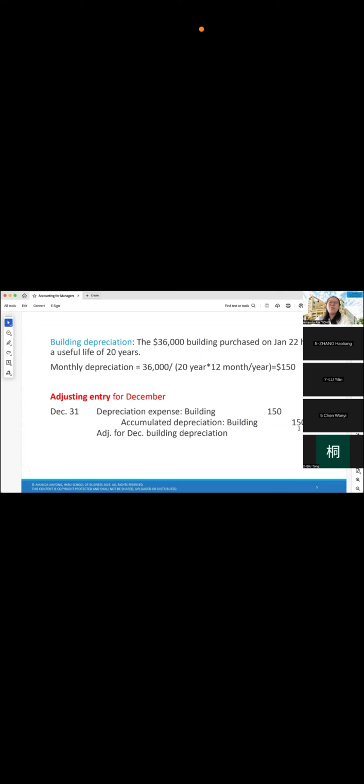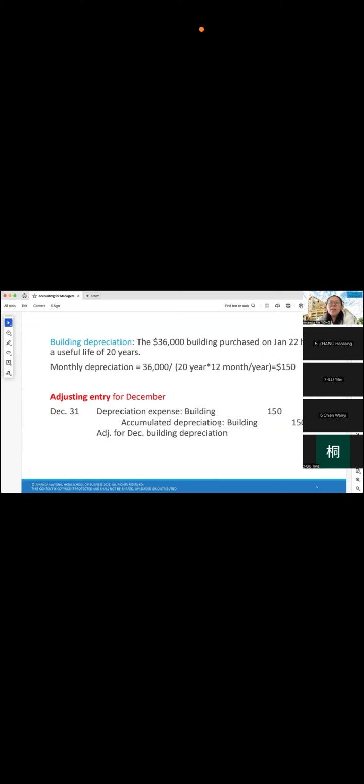Okay, so just to remind you that accumulated depreciation is a contra asset account, meaning that it's going to reduce the net value of our assets. So on the balance sheet, we would see buildings, right? Buildings, $36,000, this line item doesn't change. The next line would be less accumulated depreciation, building. For example, if it has only been depreciated for 1 month, less accumulated depreciation, building, $150. And finally, the net book value of the building, which is 36,000 minus $150.